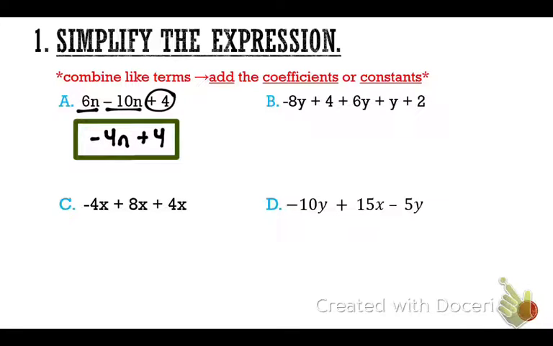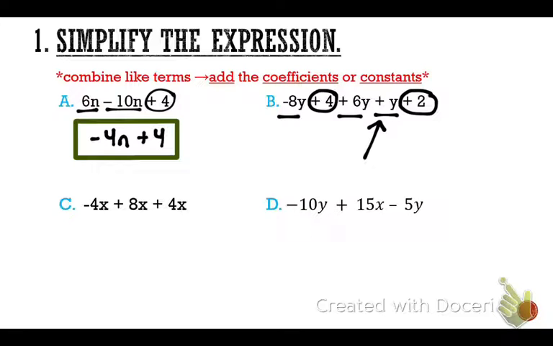Is there anyone who would like to do problem B for me? The first thing I want you to do is underline and circle it. Zion, what should I underline? What should I circle? Underline negative 8y, positive 6y, and then circle positive 4, positive 2. Okay, before we add these together, can you tell me about this? How many y's are right there in that one? 3. Zion, how many y's are right here in that one?